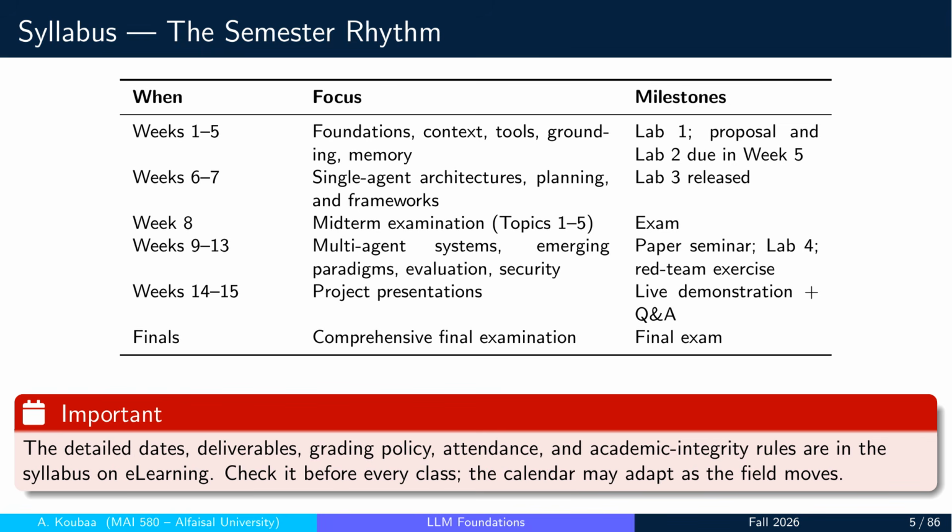Lab 1 runs early, and both the project proposal and Lab 2 are due in Week 5. Weeks 6 and 7 move to single-agent architectures, planning, and frameworks, and Lab 3 is released. Week 8 is the midterm, covering topics 1 through 5. Weeks 9 through 13 cover multi-agent systems, emerging paradigms, evaluation, and security.